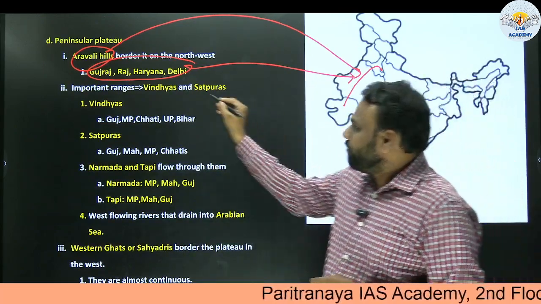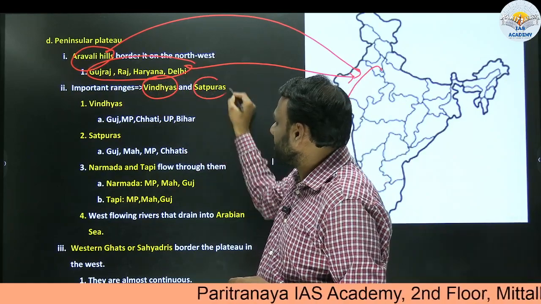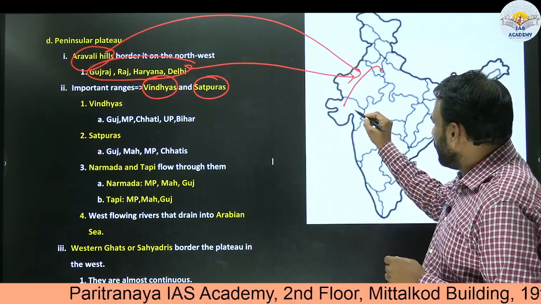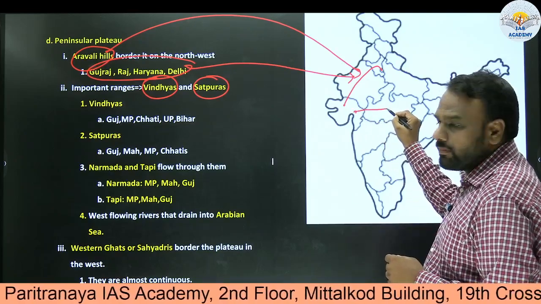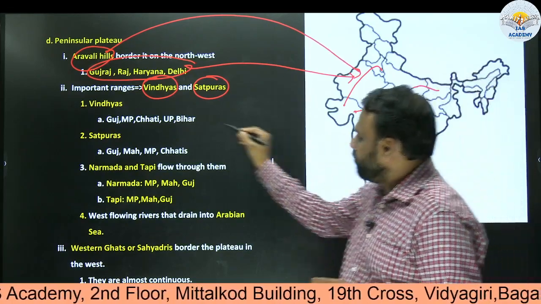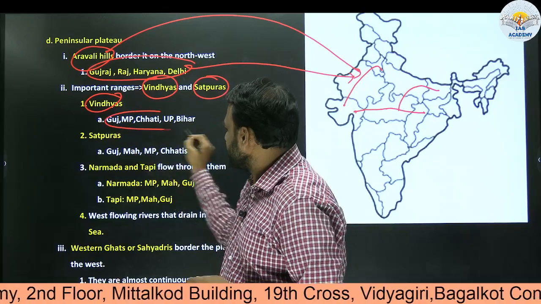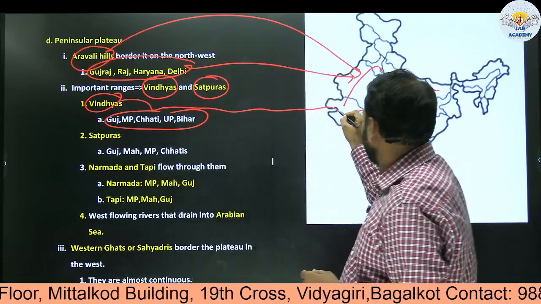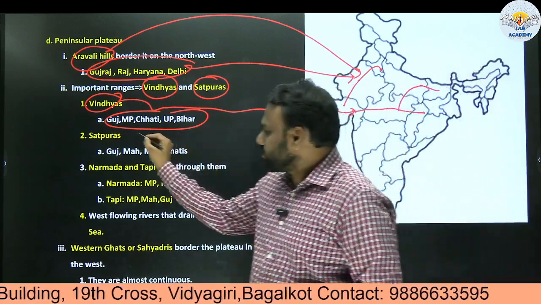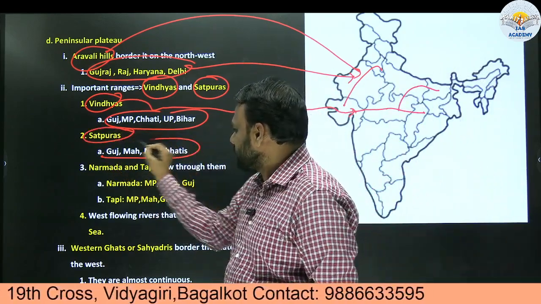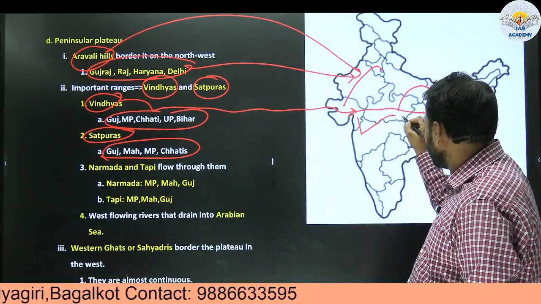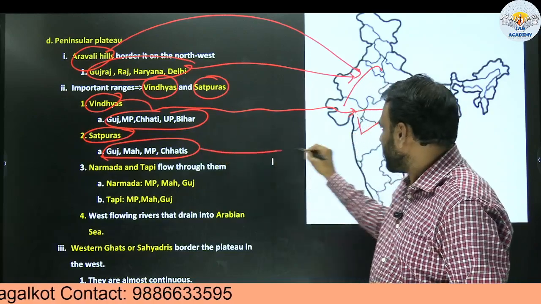Similarly, the Vindhyas are mentioned, and the Satpuras are mentioned. The Vindhyas are spread across 5 states: Gujarat, Madhya Pradesh, Chhattisgarh, Uttar Pradesh, Bihar. Next, the Satpuras are spread across 4 states. Which are they? Gujarat, Maharashtra, Madhya Pradesh, Chhattisgarh. So the Satpuras are spread across 4 states.